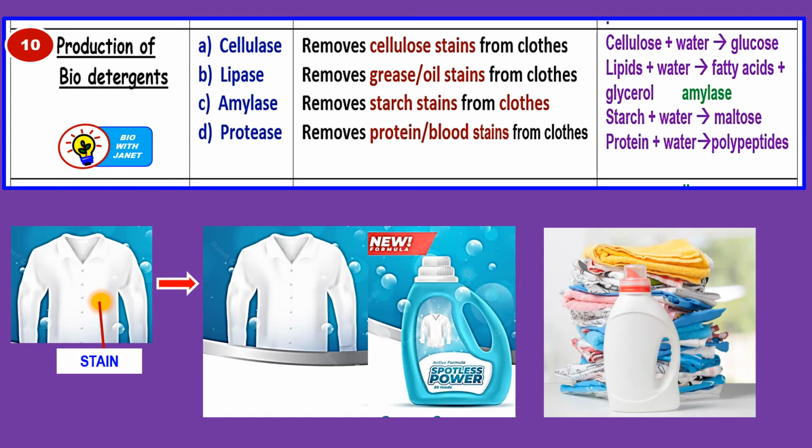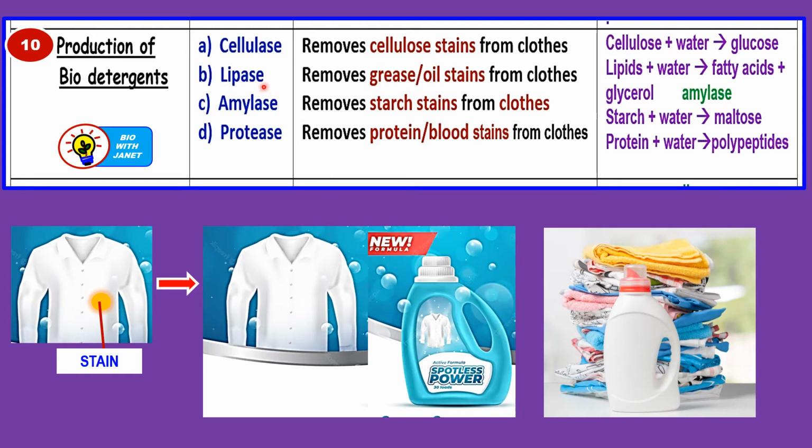Next, in production of biodetergents. So nowadays, our detergents contain different types of enzymes that can be used to digest different types of stains, right? Sometimes the detergent is in a liquid form, or sometimes it's in a powder form, all right? So when we wash the clothes that are stained in water containing these detergents, then the enzymes will act on the stains and digest them so that the stains can easily come out.